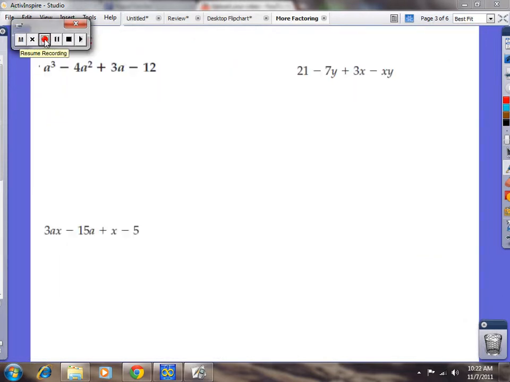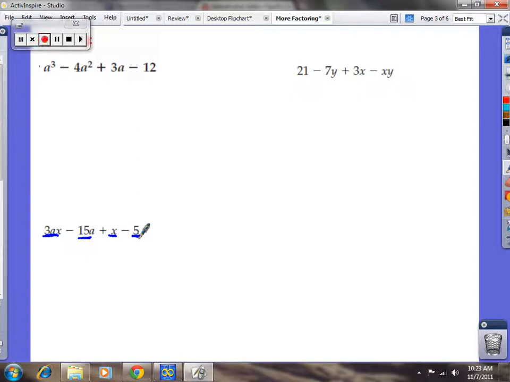Let's look at the third one right here. You have got a polynomial that's got 4 terms: 1, 2, 3, 4. Grouping is a pretty slick way. Because Joey, if you look at them all together at the same time, they're going to have nothing in common. But if you break them up into 2 pairs, you're going to find that they will have something in common.